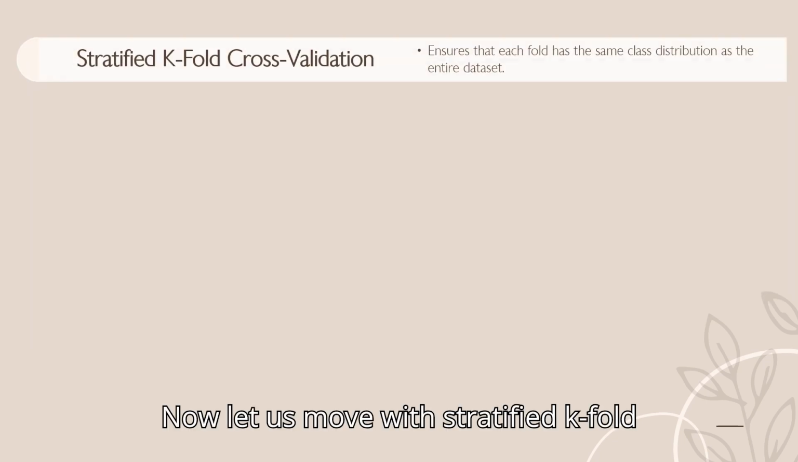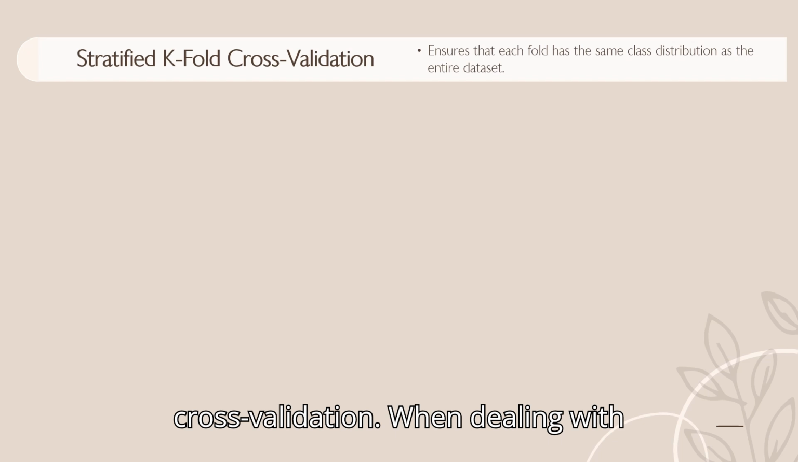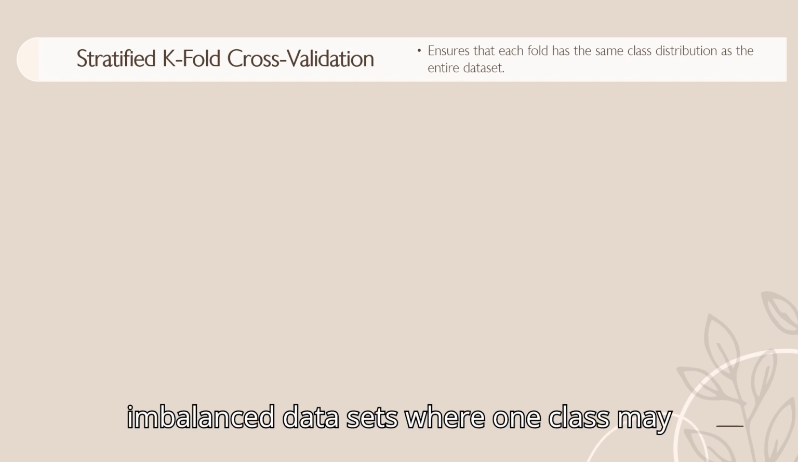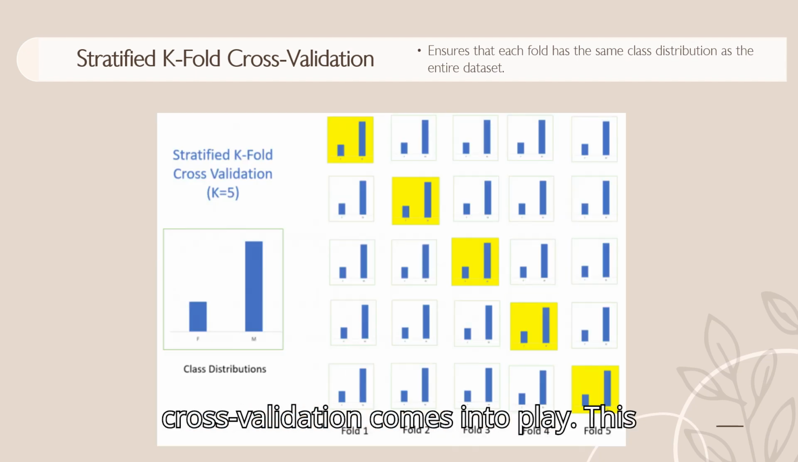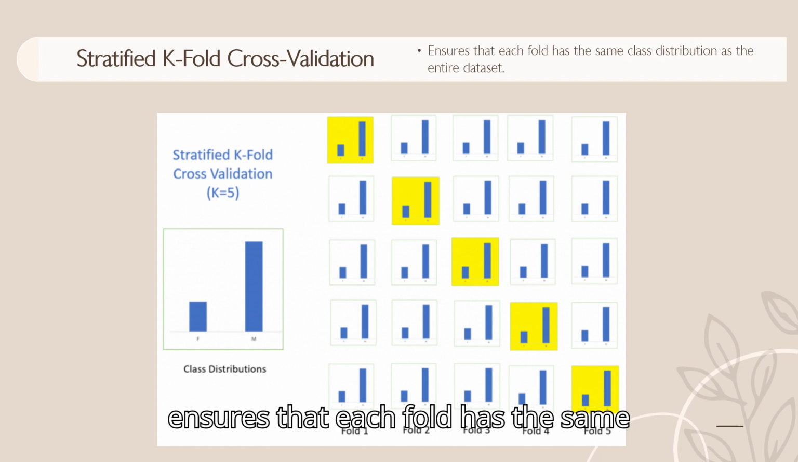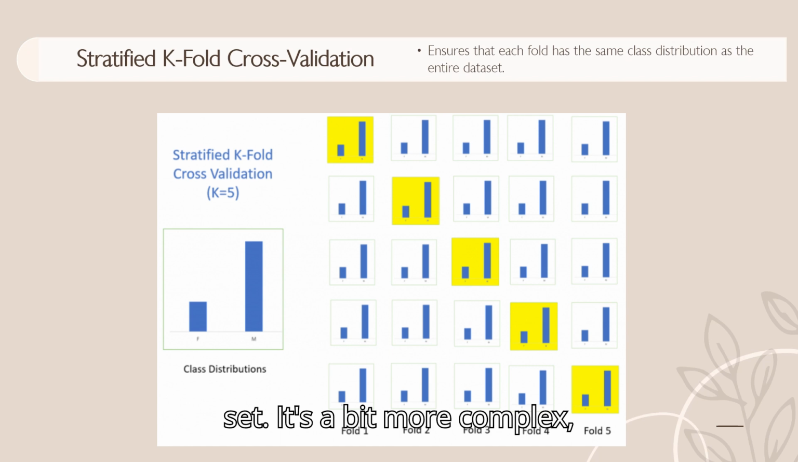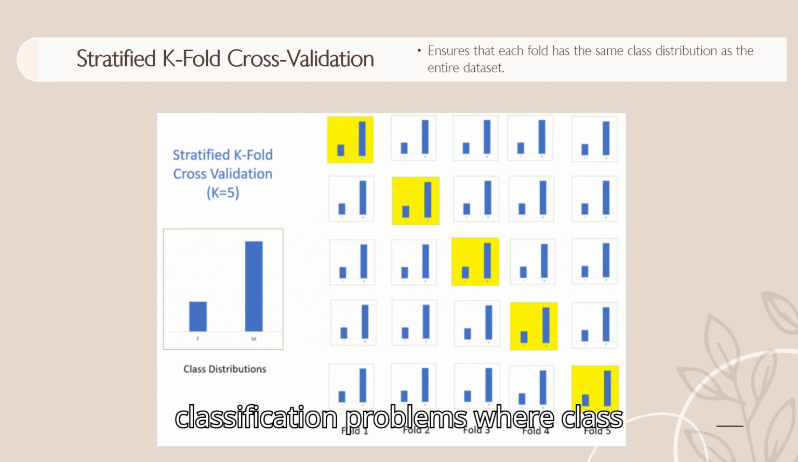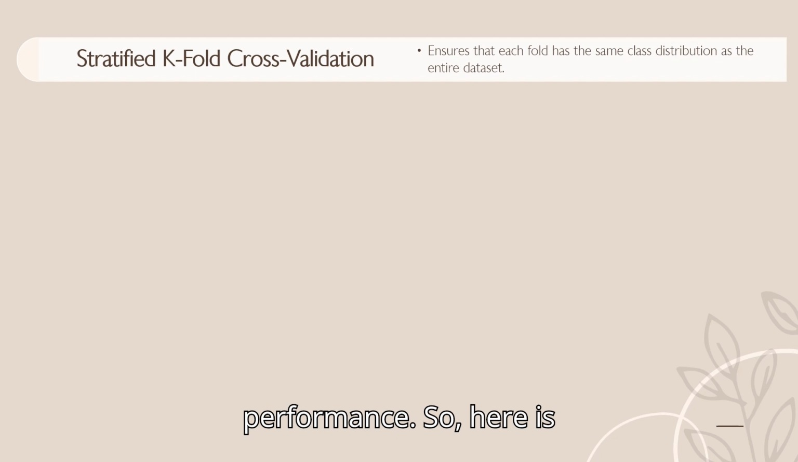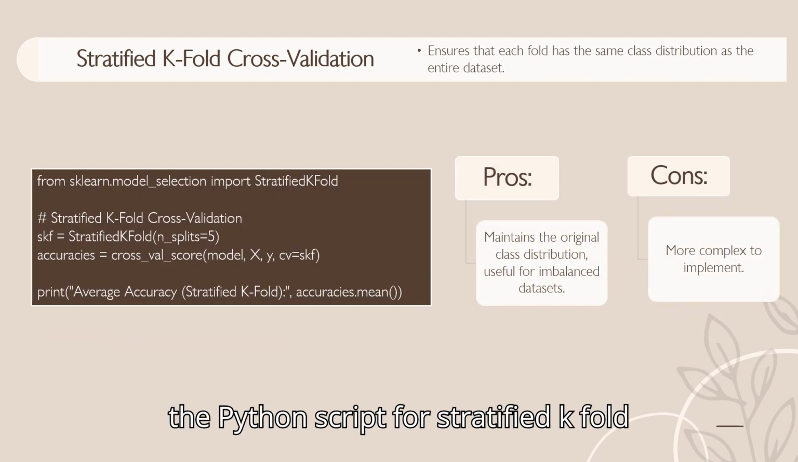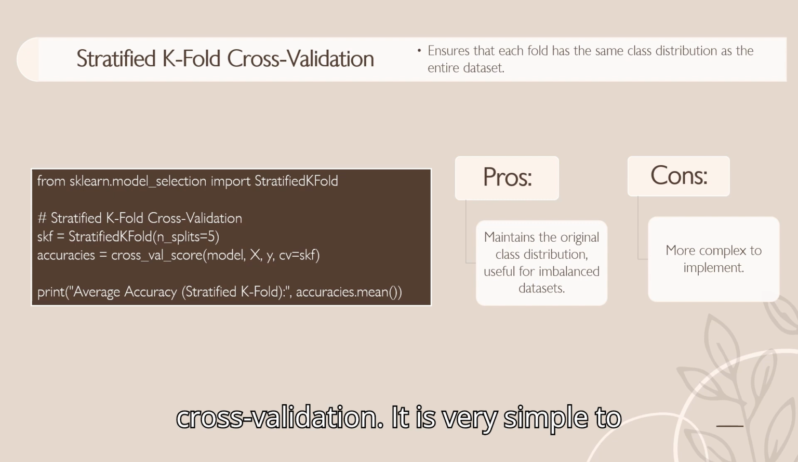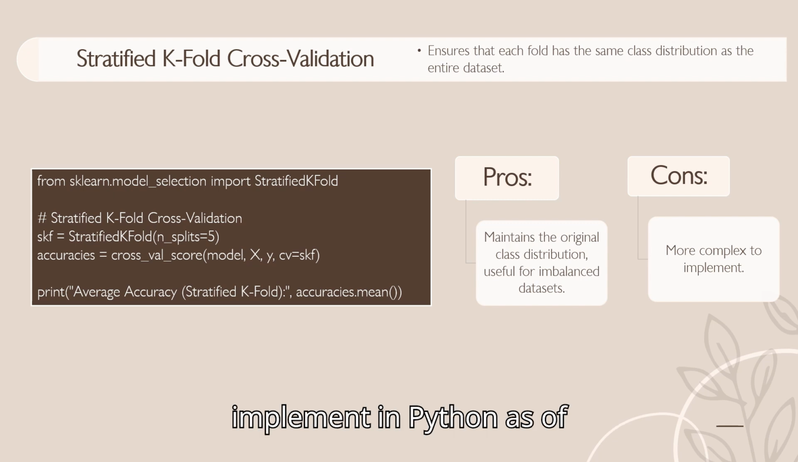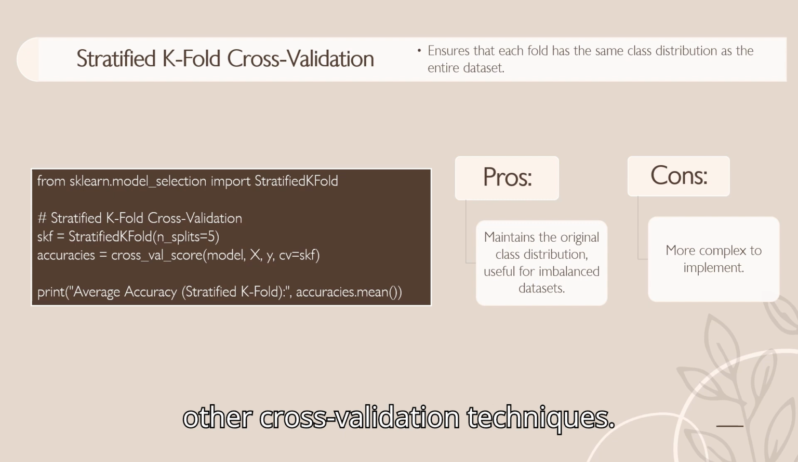Now let us move on to stratified K-fold cross validation. When dealing with imbalanced data sets where one class may dominate, stratified K-fold cross validation comes into play. This technique works similar to K-fold but ensures that each fold has the same proportion of classes as the full dataset. It's a bit more complex but it is essential when working with classification problems where class imbalance could distort your model's performance. So here's the Python script for stratified K-fold cross-validation. It's very simple to implement in Python as with other cross-validation techniques.